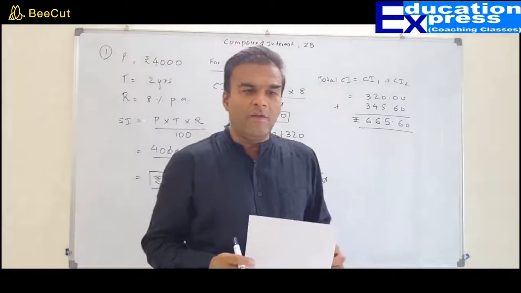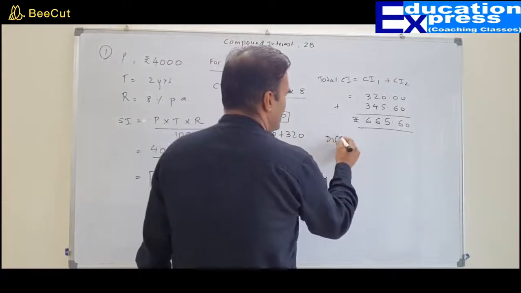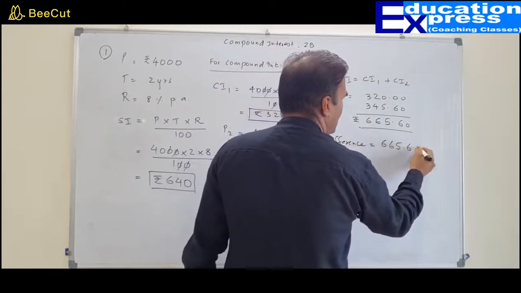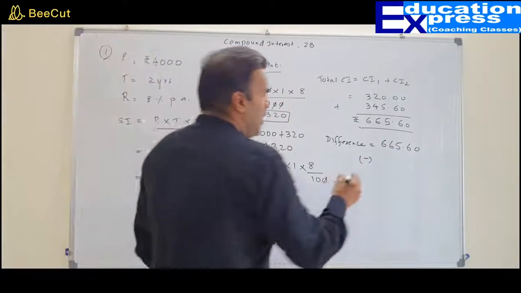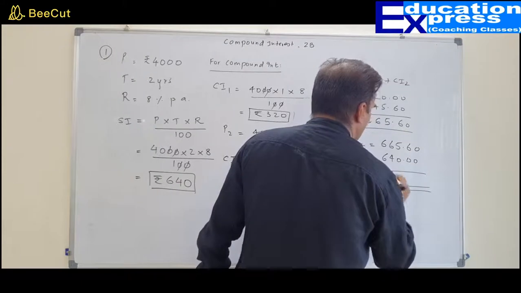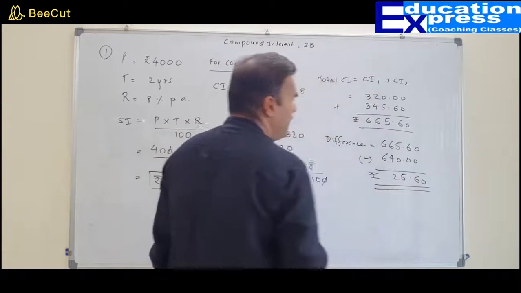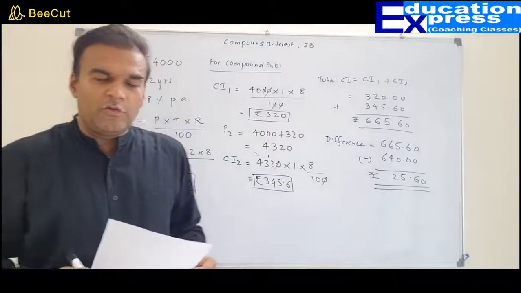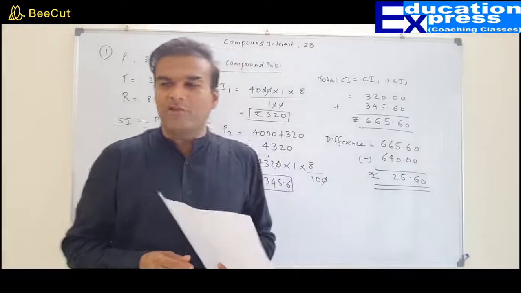Absolutely. What are we supposed to find? We are supposed to find the difference between simple interest and compound interest. So the difference would be 665.60 minus, how much was the simple interest? 640. So my difference would be rupees 25 and 60 paise. So my dear friends, don't you think this question was very, very simple? Absolutely yes. Let's move on to the next question.